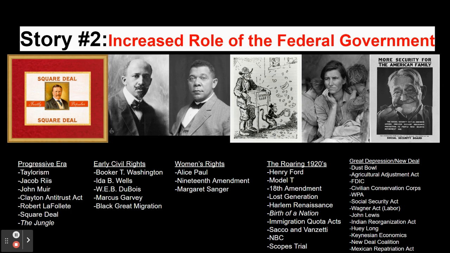His 3 C's included control over corporations, consumer protection. We see that in, for example, the Meat Inspection Act and the creation of the FDA, but then also conservation and his protections of the environment. Okay, so the Progressive Era is doing a lot to try to reform society. It's also expanding the rights of women. The 19th Amendment comes out of the progressive movement as well, but it's not addressing all the problems in society.